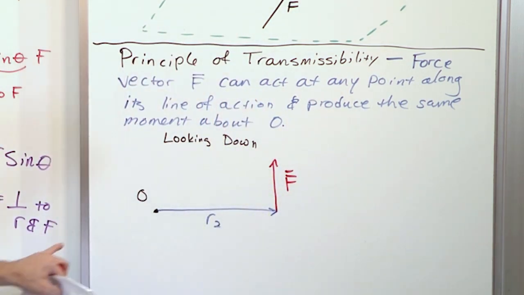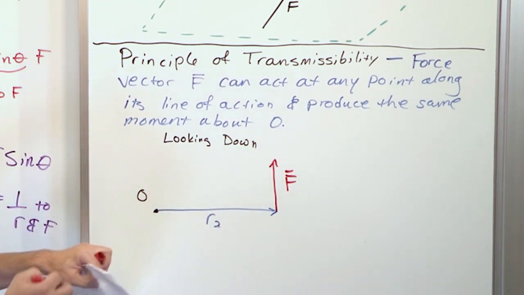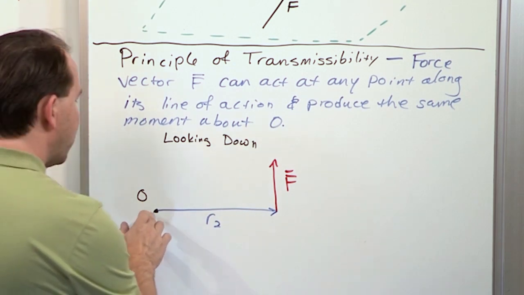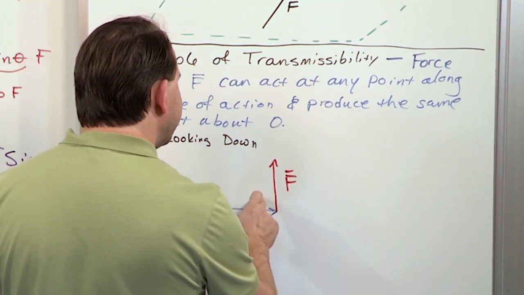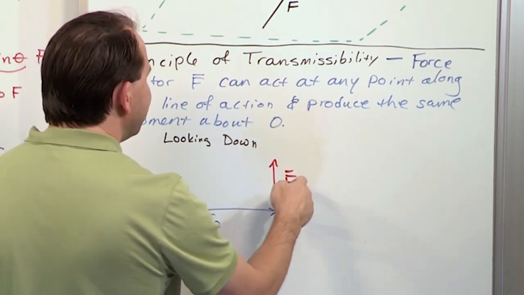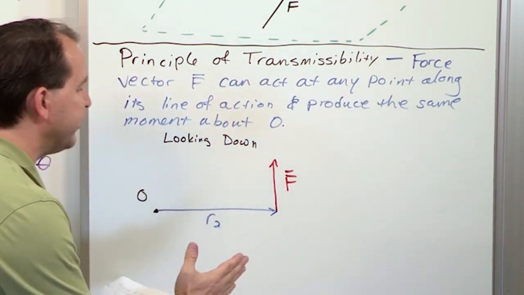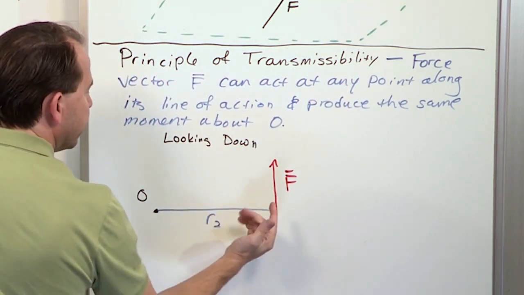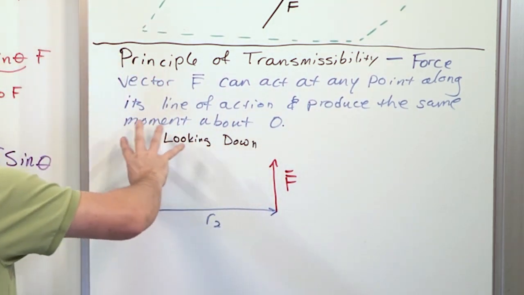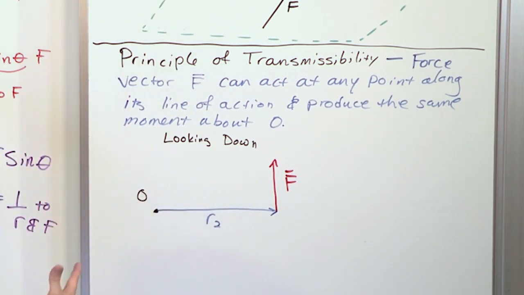Now, let me ask you a question. What moment is this thing causing about an axis of rotation that goes through O like this? Well, the way I've drawn it, this is horizontal, this is vertical, so this is 90 degrees. So you should know by now that the moment is R times F, right? That's the magnitude of the moment. And the direction is going to be a rotation that goes, notice that this force is going to attempt to rotate this thing like this, which is counterclockwise, which is a positive sense.